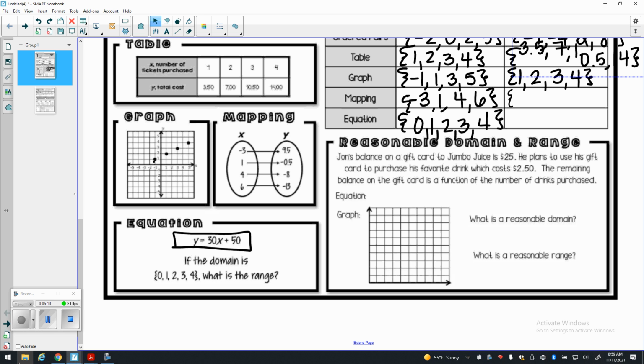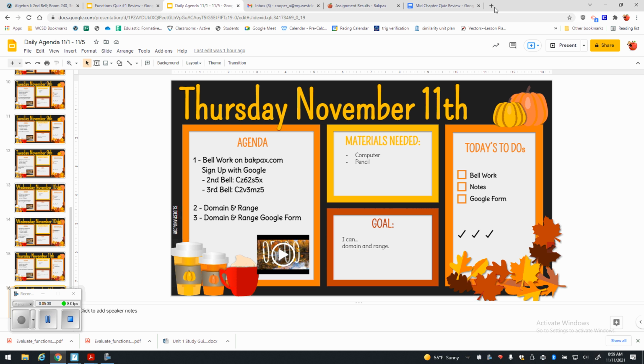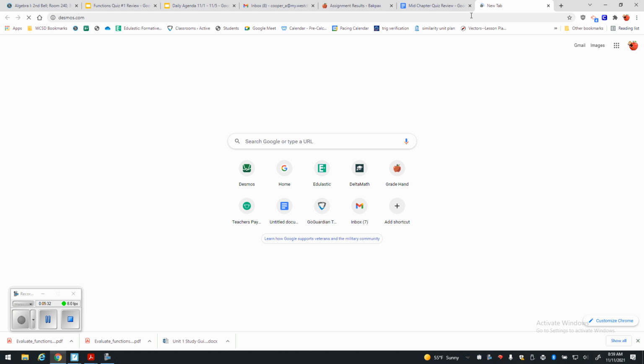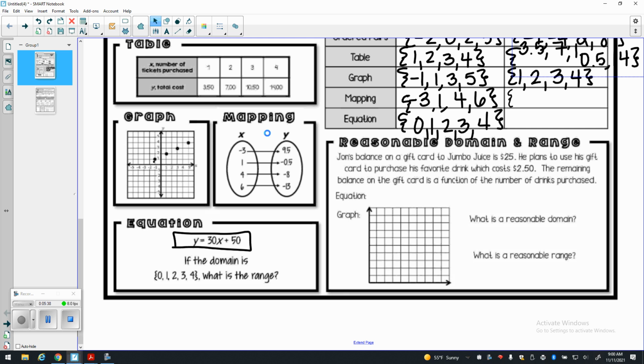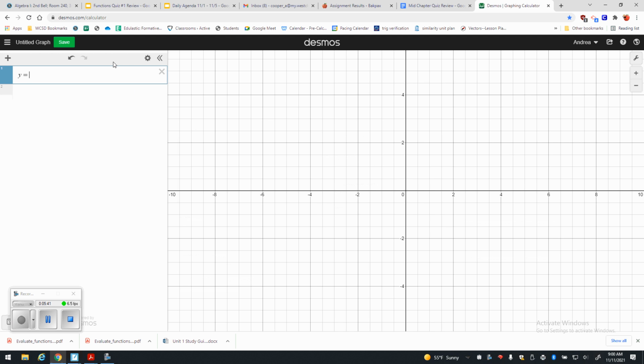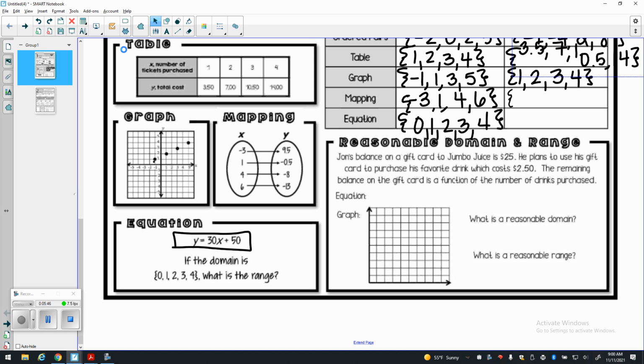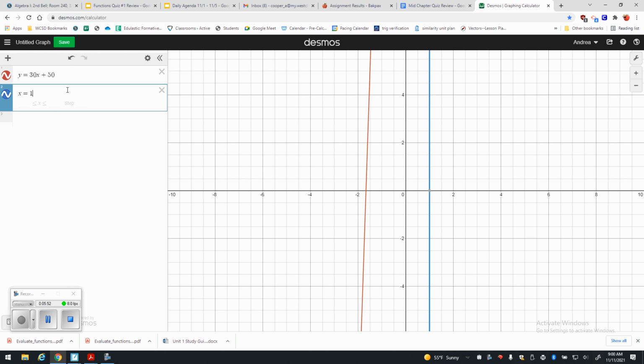Equation's the new one. Does it give me the range? It absolutely does not. So how am I going to find my y values? I want you guys to keep your computer shut, though. So when you come in here, what I would suggest you do is y equals 30x plus 50, right? Now, what was my first domain value of my equation? 0. So what I'm going to do is I'm going to type x equals 0.